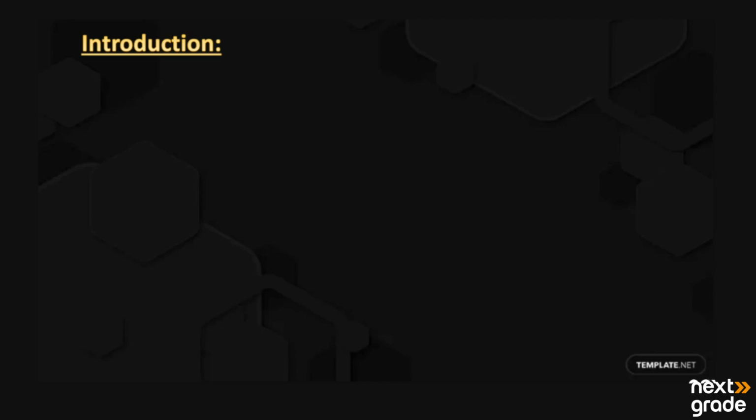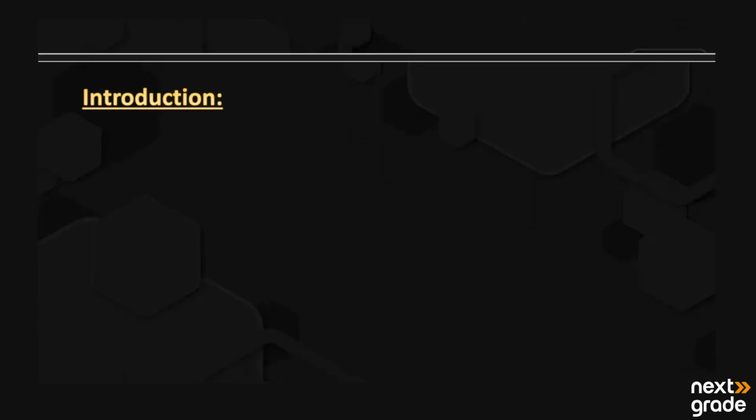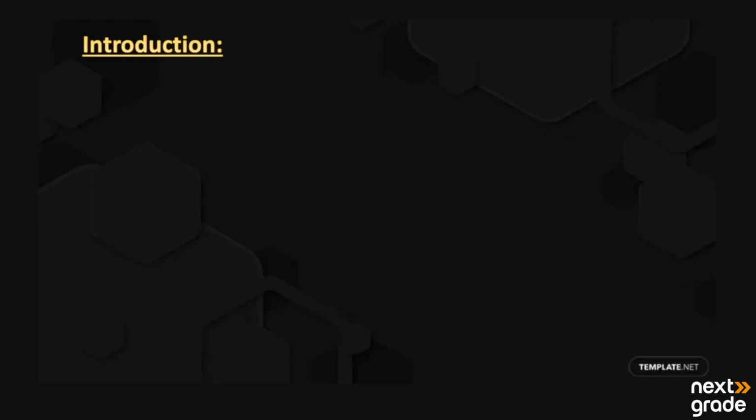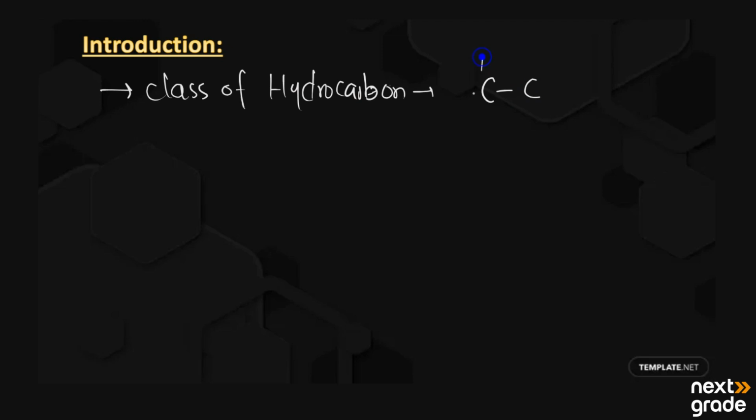Alkanes. In this chapter we will learn about the alkanes in detail. Let's have a look at what alkanes are. Alkanes are a class of hydrocarbons that have single bonds between two carbon atoms. So the carbon-carbon bond is single.